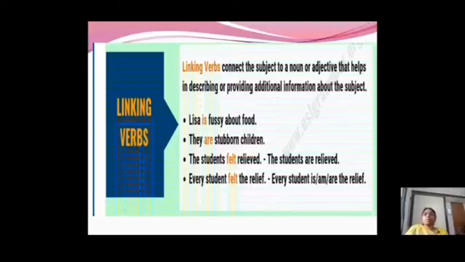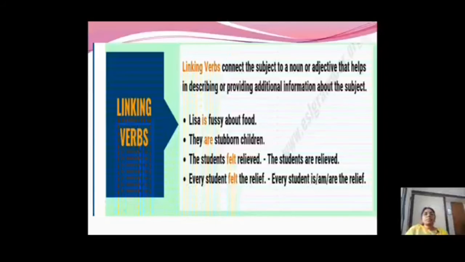First, in the previous sentence, the students felt relieved. The students are relieved. That is a clear meaning. Every student felt the relief. So felt is used as a linking verb, right? So linking verbs connect the subject to a noun or adjective that helps in describing or providing additional information about the subject. Clear?